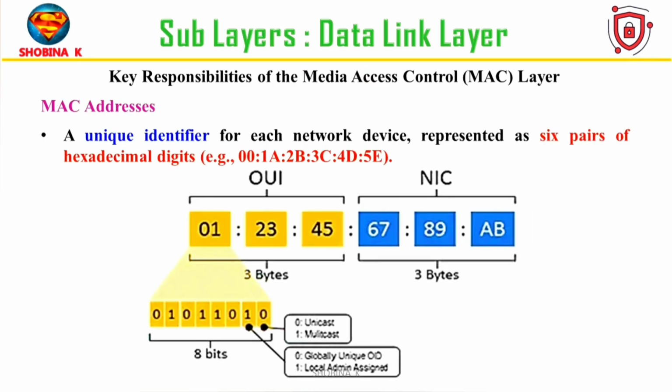And next functionality is MAC addresses. MAC layer is responsible for handling MAC addresses. MAC address is a unique identifier assigned to each device. It is represented by 6 pairs of hexadecimal numbers. And you can see in the figure, these addresses help the MAC layer to direct the data to correct device.